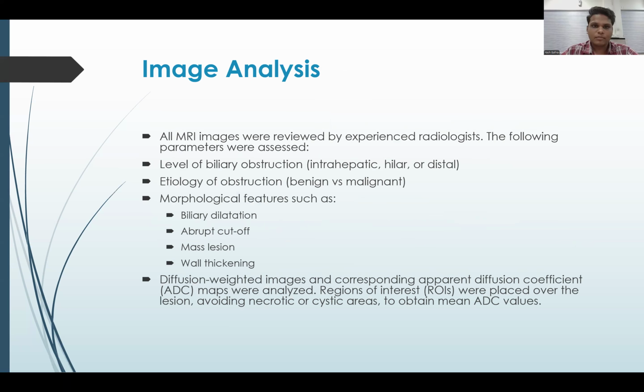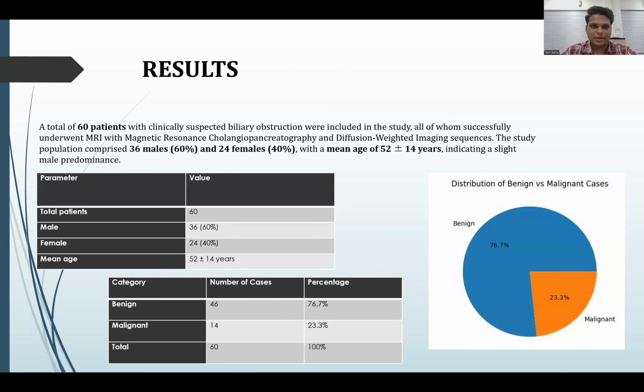if possible. All MRI images were reviewed by an experienced radiologist, and the following parameters were assessed: the level of obstruction, intrahepatic, hilar, or distal, etiology of the obstruction, benign or malignant, morphological features like biliary obstruction, abrupt cutoff, mass lesion, or wall thickening, and DWI and corresponding ADC values were analyzed. Regions of interest were placed over the lesion, avoiding necrotic or cystic areas to obtain the mean ADC values.